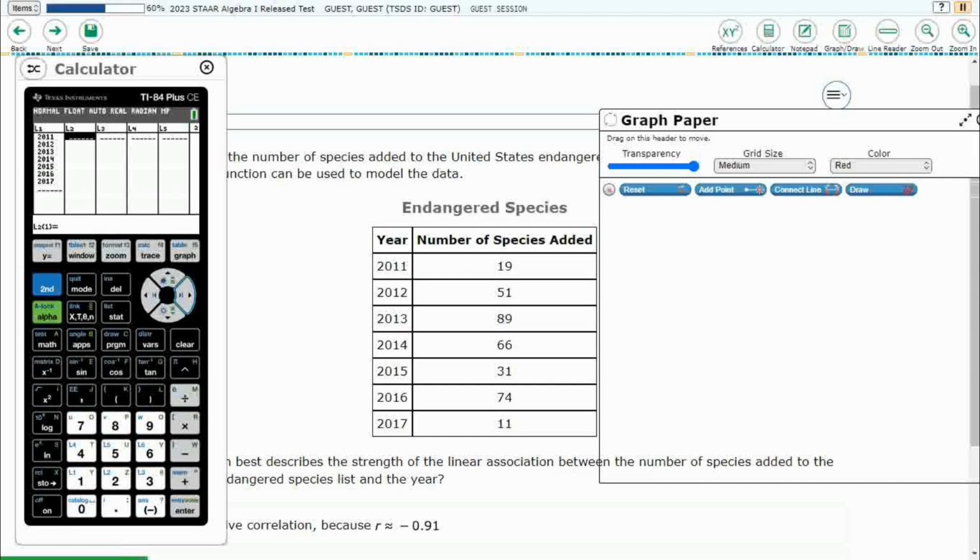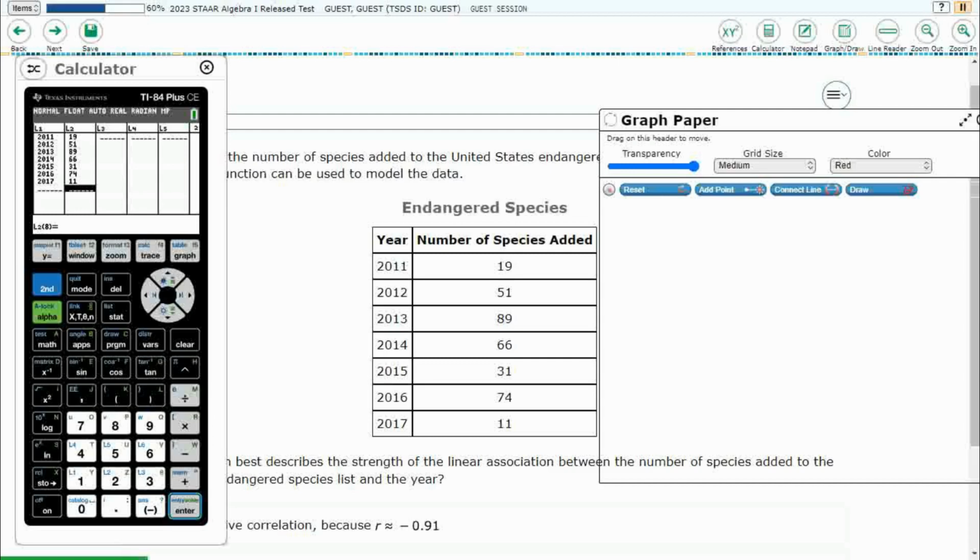Now over on this other side, we have to take a little bit more care because these numbers don't necessarily follow any particular order. 74 and then 11. Obviously, you need to get the numbers correct. All right, so let's double check. Our L1 looks good, 2011 to 2017. I've got 19, 15, 89, 66, 31, 74, 11.